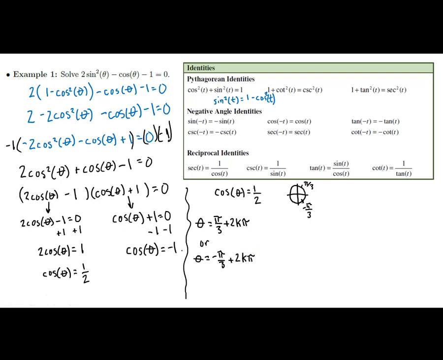And then, of course, we've got cosine of theta equals negative 1. So when is the x value on the unit circle negative 1? Well, of course, that happens right there at pi. So theta is equal to pi, plus 2k pi. That adds one more piece to the solution.